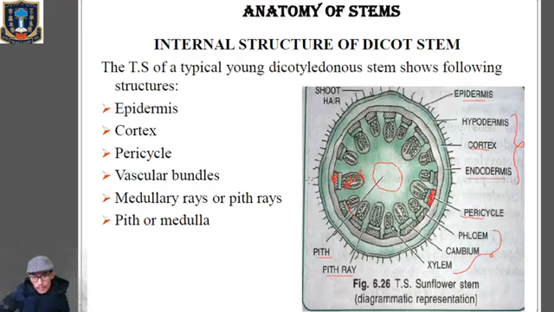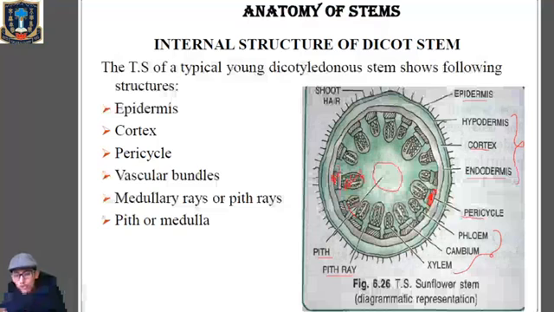So when xylem is present toward the inner side and the phloem toward the outer side, it is called collateral type. Clear? And open means, as we have told you, there is the presence of cambium in between the xylem and the phloem. This innermost part is called cambium and is present between the xylem and the phloem. So it is called open type.